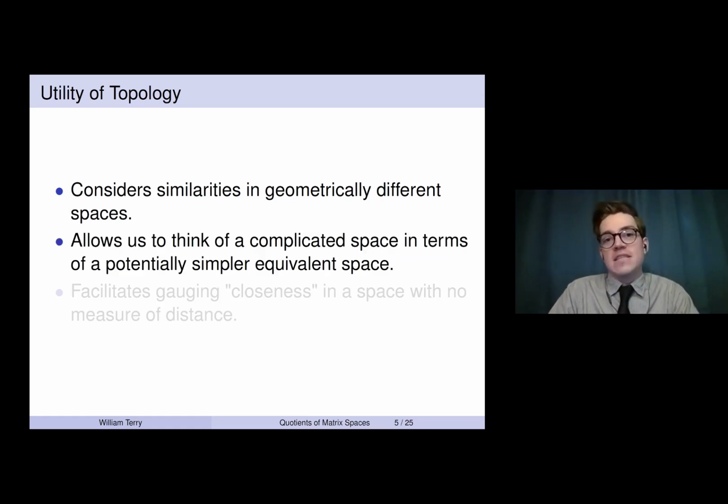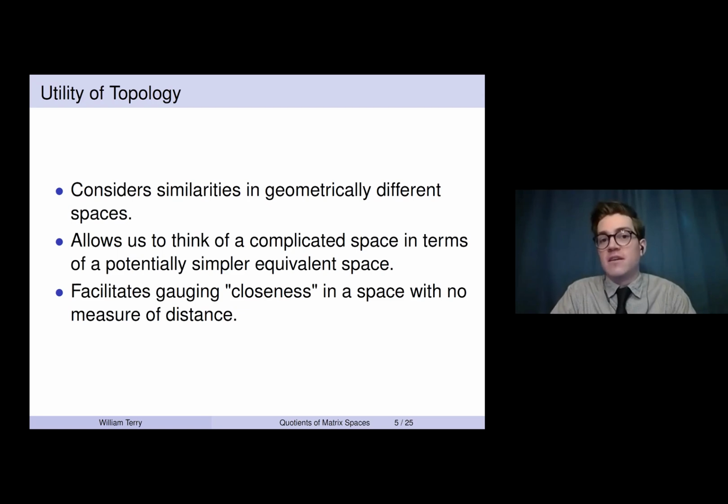Second, topology allows us to think of complicated spaces in terms of simpler equivalent spaces. Suppose you have math that's difficult to do around corners. Well, since the circle is equivalent, you could do your math on the circle instead and avoid corners entirely. And third, topology facilitates gauging closeness in a space with no measure of distance. What does close mean in a space where rulers don't work? Well, topology allows us to answer this question in a rigorous way.